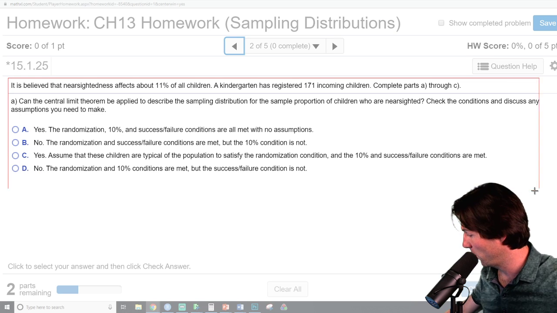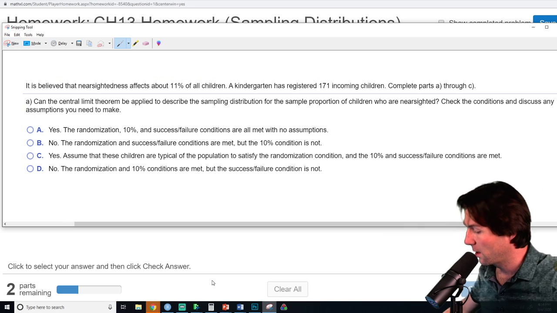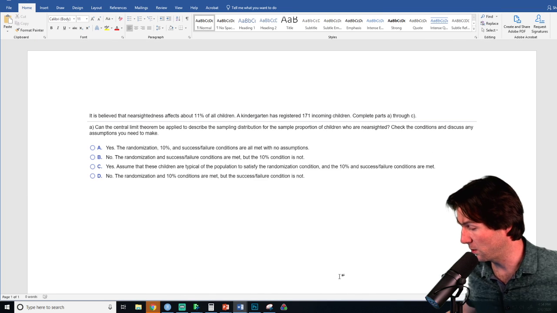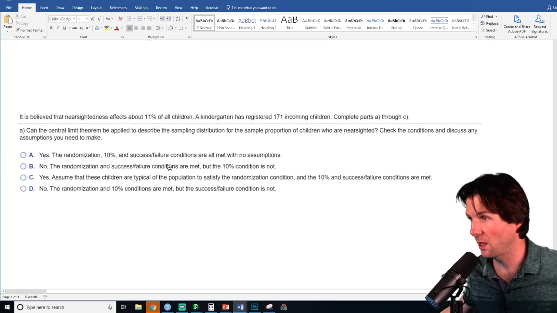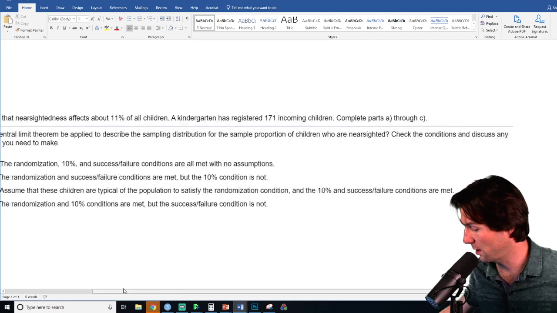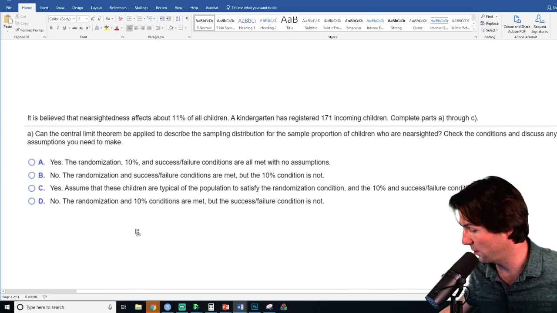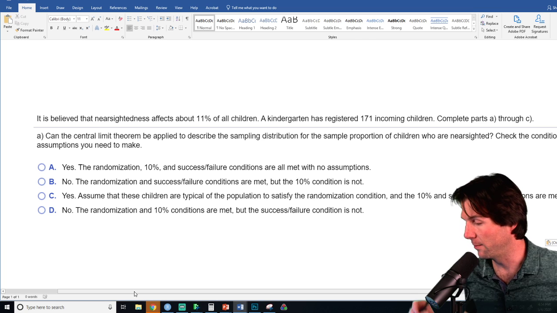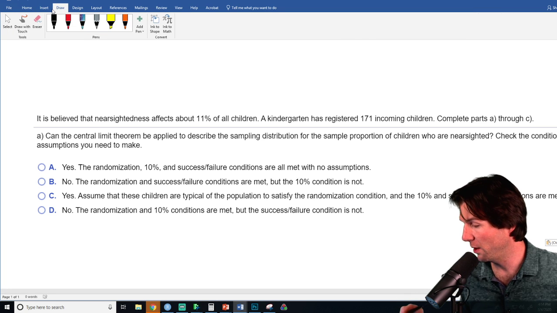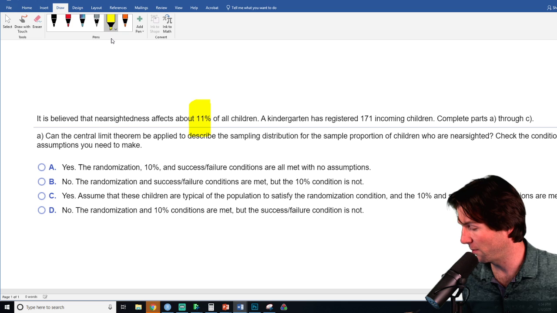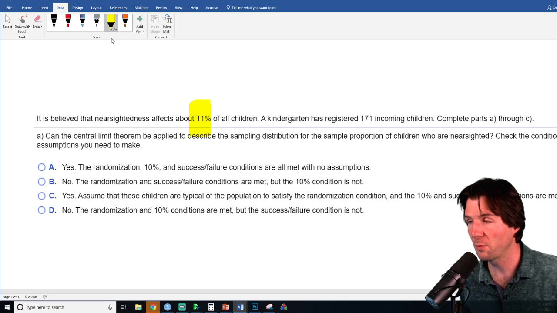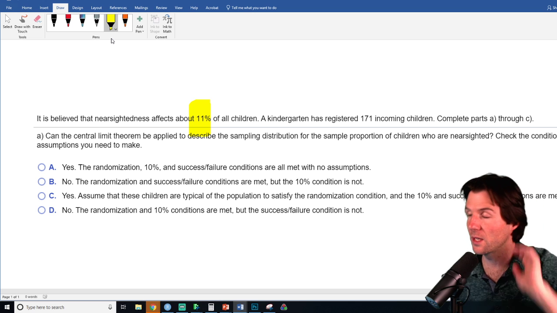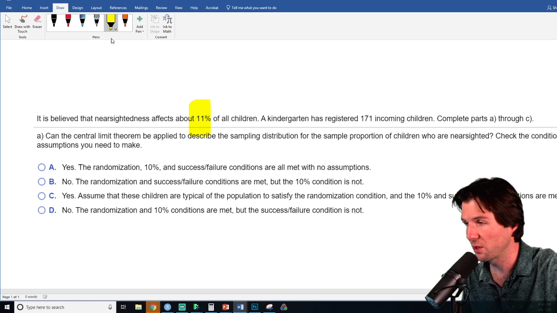Let's take a look at what this question tells us. This question tells us some summary statistics that we need to use. So when we look at the question itself, let's identify key parts of it. And I think I can get most of it on the screen, if not all of it. We're really going to focus in on the first part of it here. The school knows that nearsightedness affects about 11% of children.